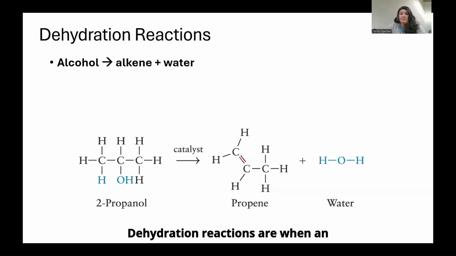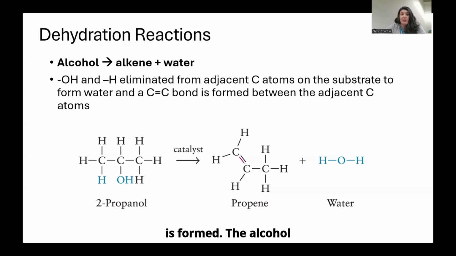Dehydration reactions are when an alcohol is converted to an alkene and water is formed. The alcohol group and hydrogen are eliminated from 2 neighboring carbon atoms on the substrate or the reactant to form water, and a carbon-carbon double bond is formed between the 2 carbon atoms.